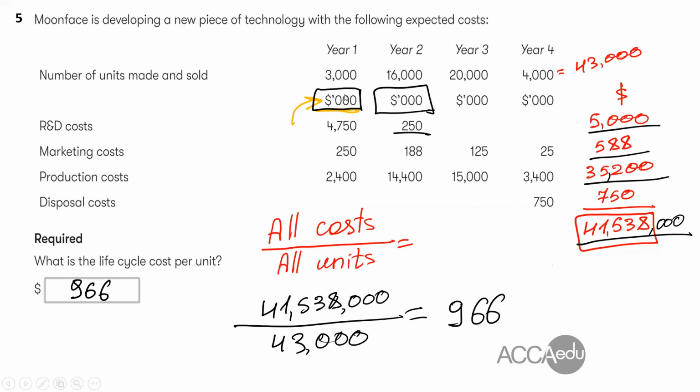Don't get confused at this. Do take into account 1,000 units, which are given for the cost. Otherwise, you will come up with an incorrect figure. Otherwise, we would have to divide 41,538 by 43,000, and cost per unit is going to be less than $1, which is going to be incorrect.